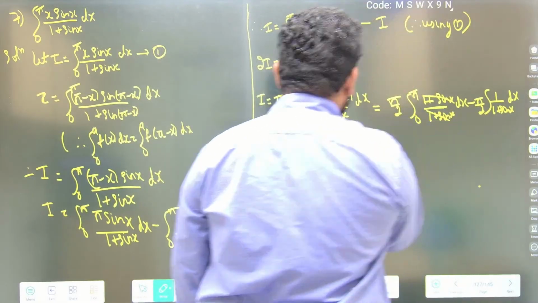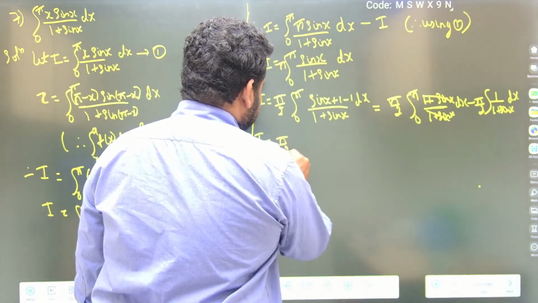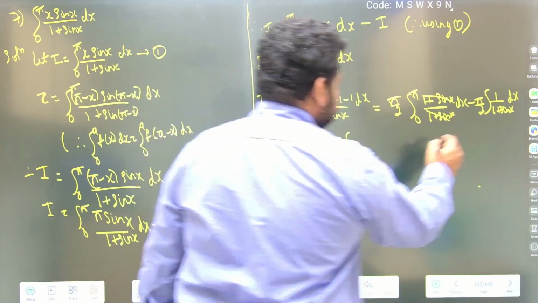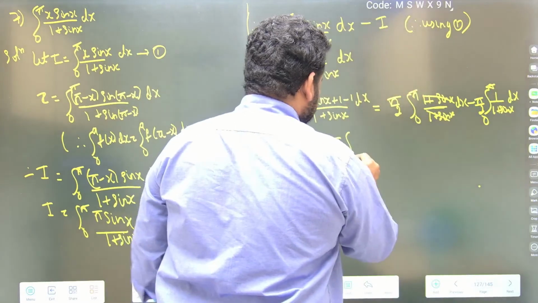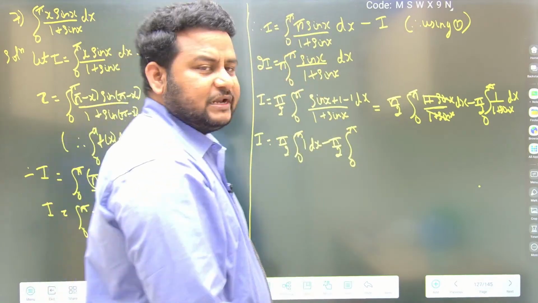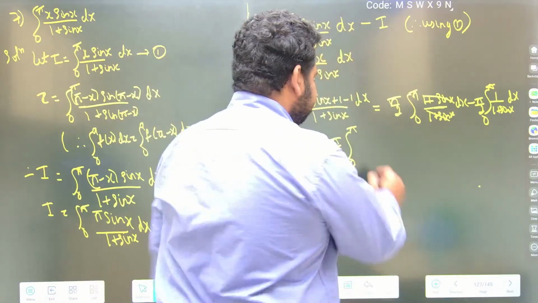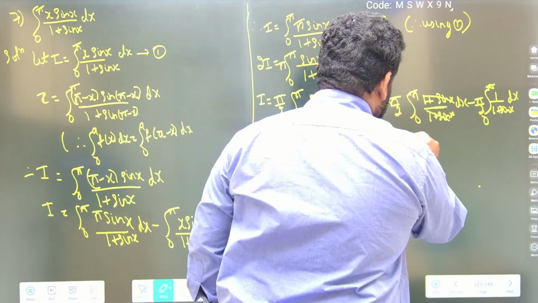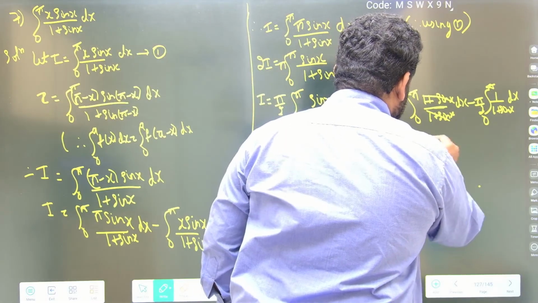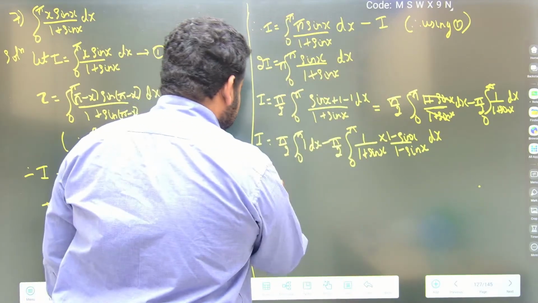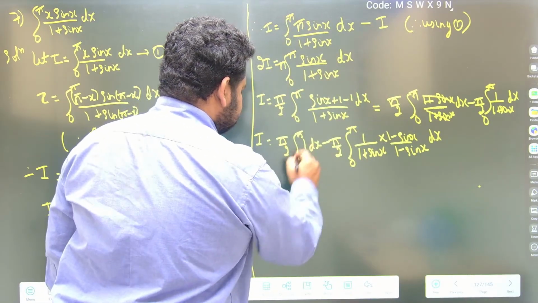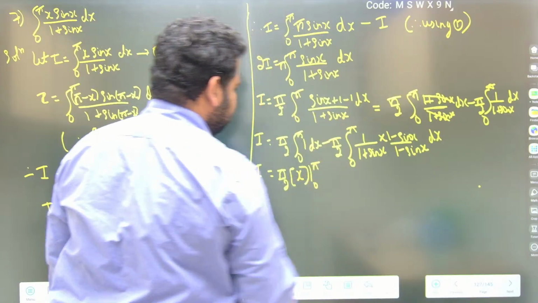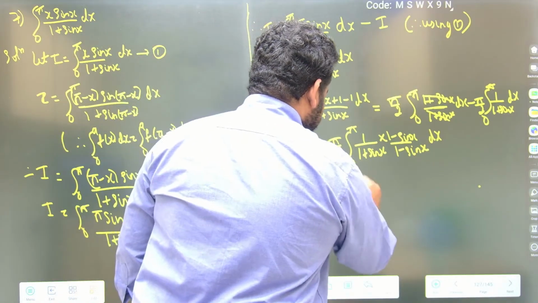So I is equal to pi by 2 into the integral from 0 to pi of 1 dx, minus pi by 2 into the integral from 0 to pi of 1 by 1 plus sin x. Don't leave out the limits, you have to write them also. We solved this in the previous question: we multiplied by 1 minus sin x by 1 minus sin x, dx. So this becomes I is equal to pi by 2 into x, with limits 0 to pi, minus pi by 2 into the integral from 0 to pi. What will I have?